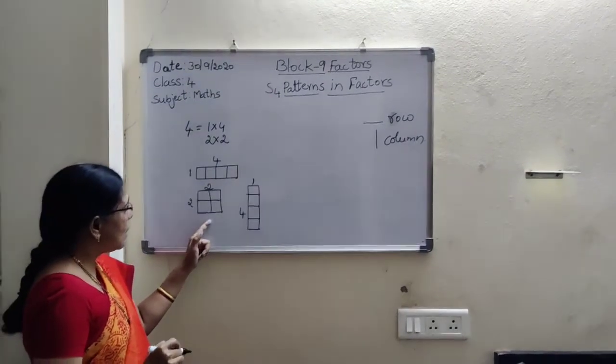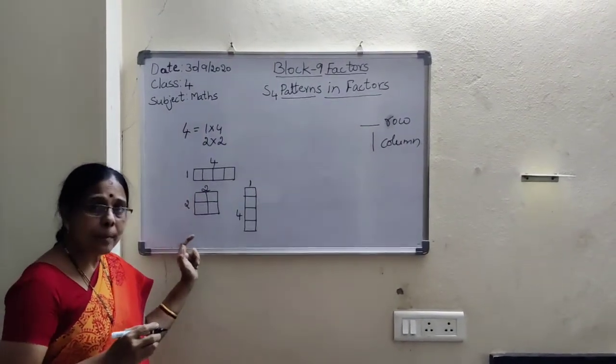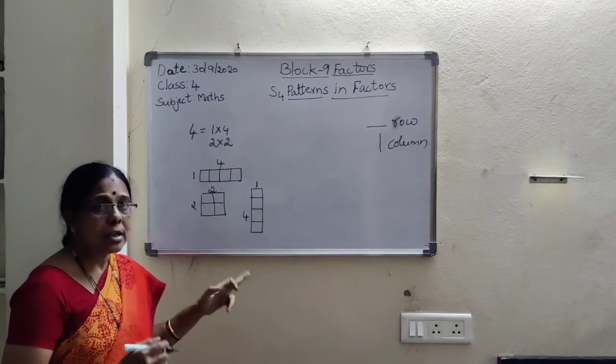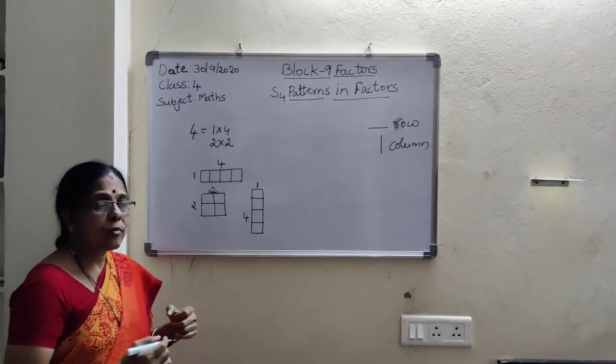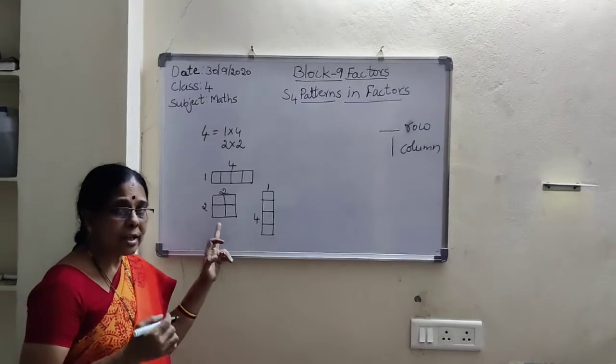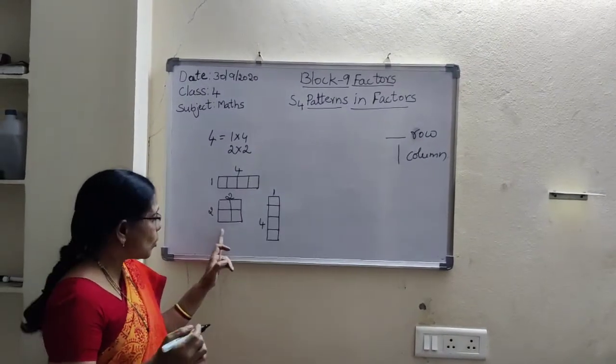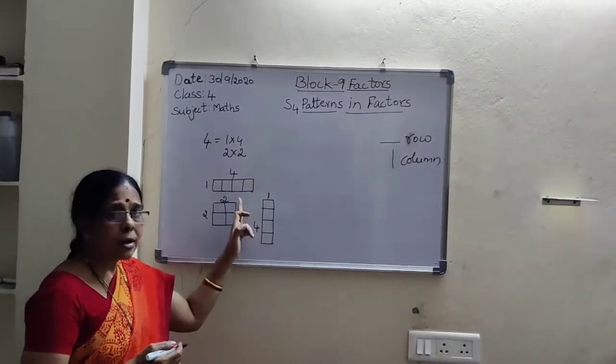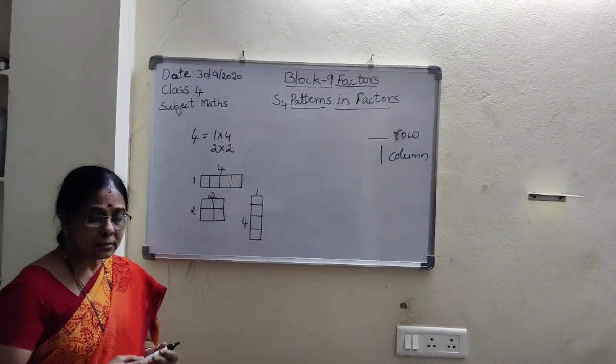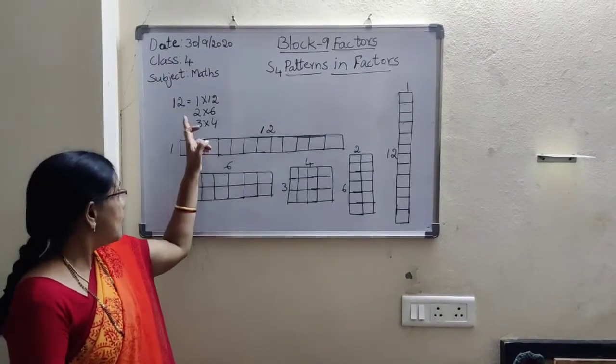So if you have any same-number factor pairs, for example 2 2, 3 3, 4 4, 5 5, for all of these figures with the same factor pairs, you get a square shape. All others you get a rectangular shape. Okay children. Now second example, 12.